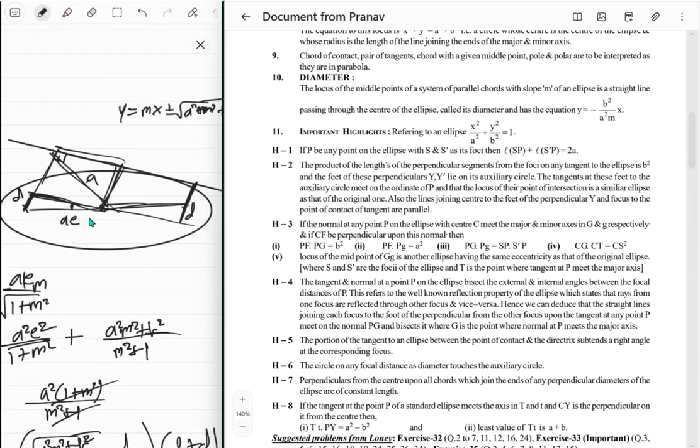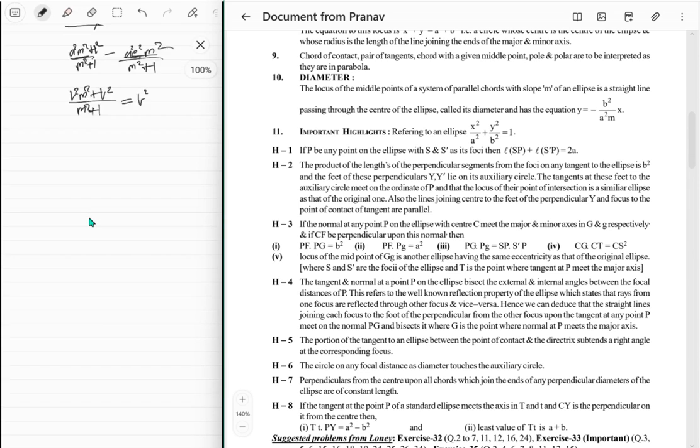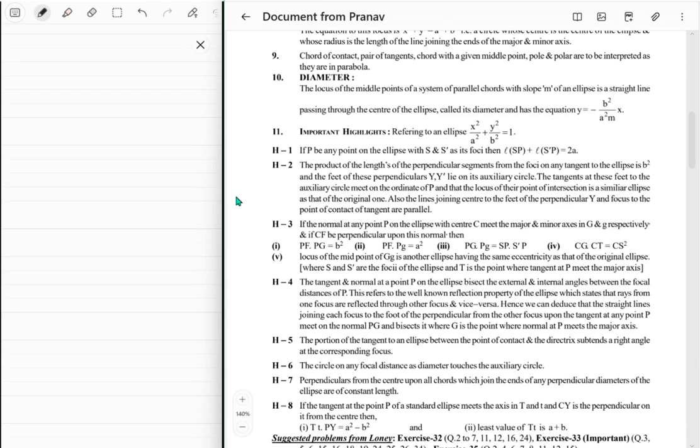So these distances multiplied, it's going to be b squared, right? I don't know why they are just proving properties, but if I just leave it like that, I feel like I just fast forwarded the whole thing and it's not correct. Anyway, that's done.